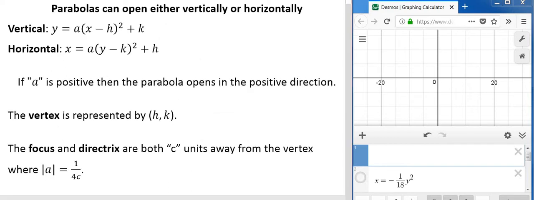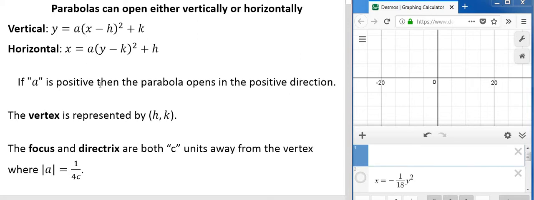Well, parabolas can open either vertically or horizontally. If they're vertical, and this is the one we've seen before, y equals a(x minus h) squared plus k. That's kind of our vertex form or standard form of the equation, and you should be kind of familiar with that. They can also open horizontally now. This would not be a function because it would be opening right or left, but x equals a, excuse me, x equals a(y minus k) squared plus h.